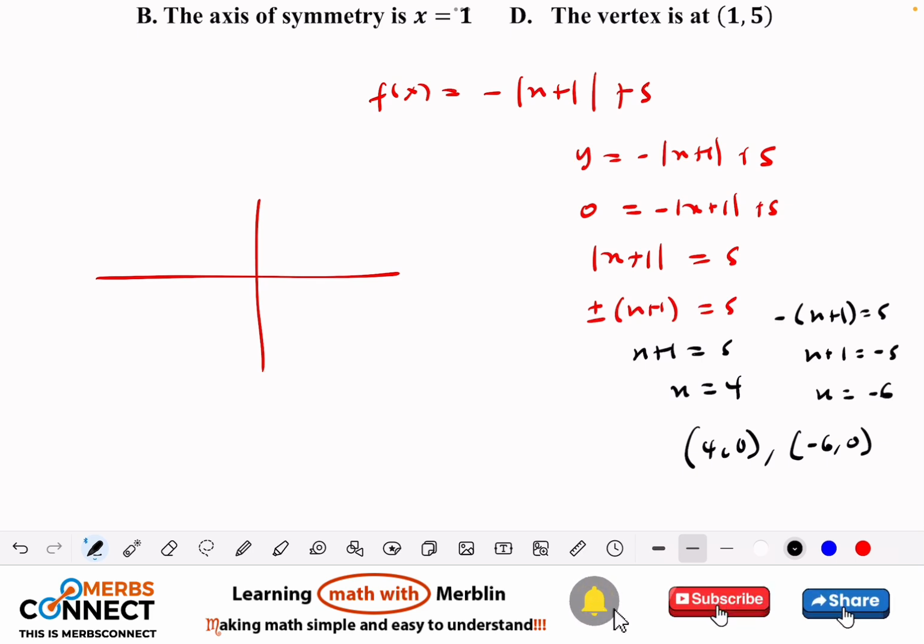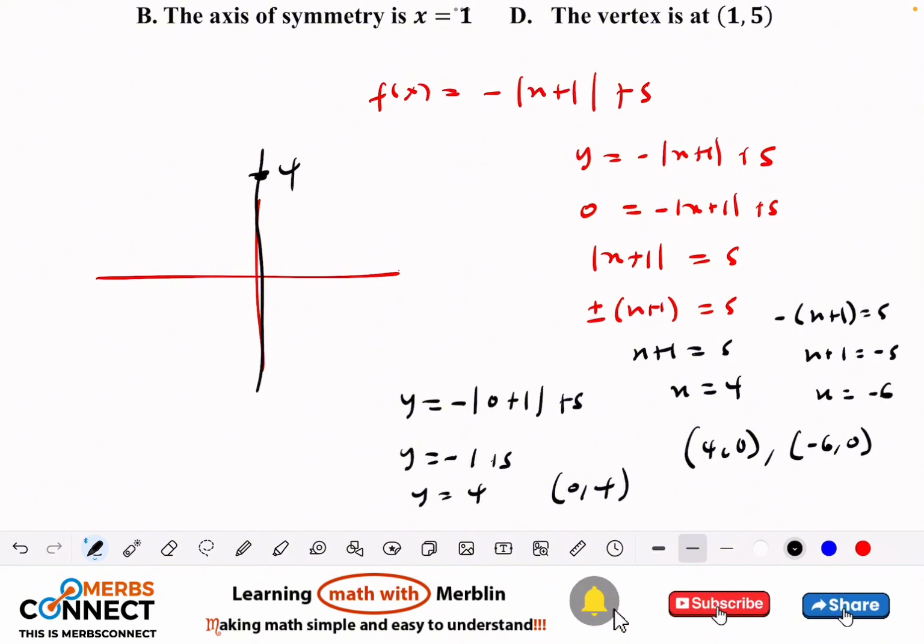So when x is 0, I'm going to have y to be equal to absolute of minus, when x is 0, I'm going to get 0 plus 1 plus 5. So this will be minus 1. Don't forget the minus is out. So absolute of 1 will be 1 and the minus plus 5, and y will be 4. So I'm going to have 0 and 4. So let me try and plot this, right? So 0 and 4 is somewhere here. 4 and 0 will be somewhere here, right? And then minus 6 and 0 will also be somewhere here.